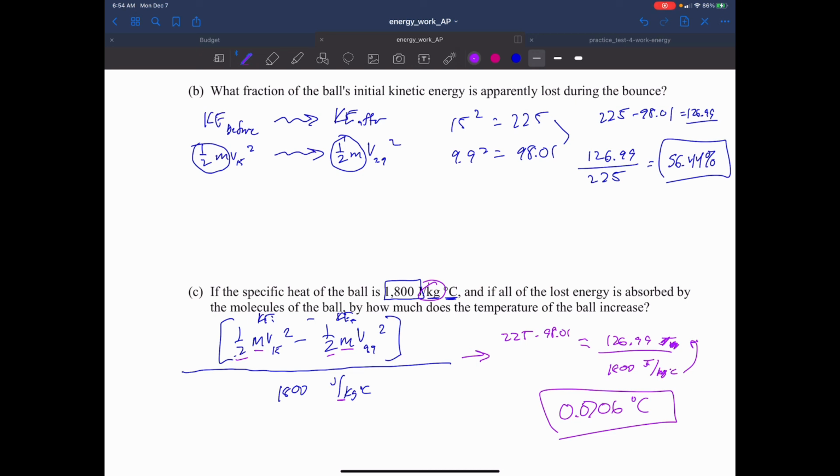So this is how you would solve C. You would take the amount of kinetic energy lost, which is right up here. And then if it takes 1800 joules to effectively increase the temperature of 1 kilogram by 1 degree, you would just simply do a division. If the top was 3600, then you would be 2 degrees, but it's not. It's only a very small number. So that's how you would solve C.